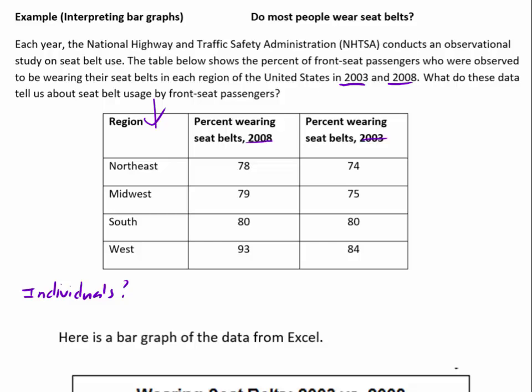So the individuals would be the front seat passengers that they actually observed to be wearing their seatbelts, or that they asked these questions to. So it's not always going to be this left-hand column. I know they grouped them in this left-hand column by area, but each one of these is talking about and grouping the front seat passengers. Very important. So that might be something you want to write down.